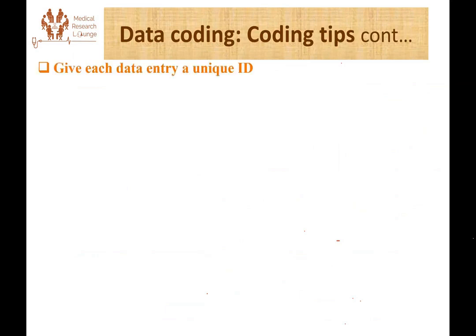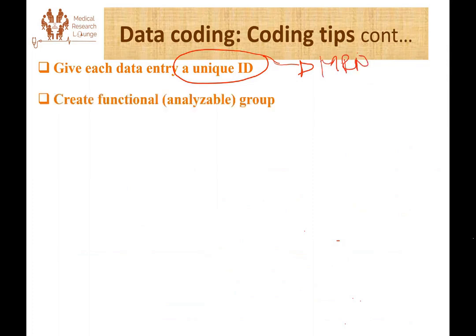The first one is we have to give each and every data entry a unique ID. This is very important because one of the data cleaning processes is avoiding duplicate entries. Fortunately for us, since most of the time we're dealing with patients, we already have a unique ID, which is MRN. So don't forget to collect their MRN when you collect data.